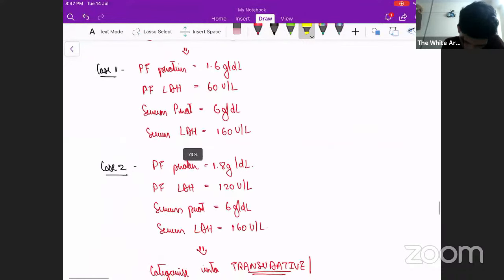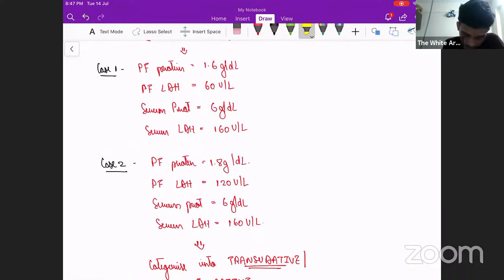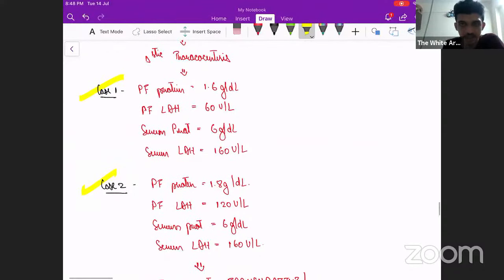So these are the two cases. On doing thoracocentesis, you find these two things. Next, what do you do? This is case 1, this is case 2. We'll have to categorize it into transudative or exudative immediately after doing thoracocentesis, correct? Using what is called Light's criteria. So anyone, what is 1, what is 2?